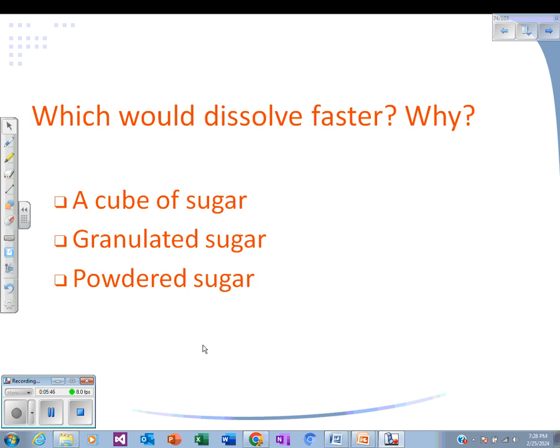And that would be typically related to our reason number 3 for their particle size, as well as because you have more surface area on the powdered sugar versus the granulated sugar even. And then the cube of sugar, you just have the outside, and so it has to break it down so it can get to the inside.